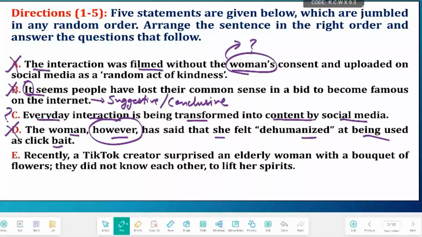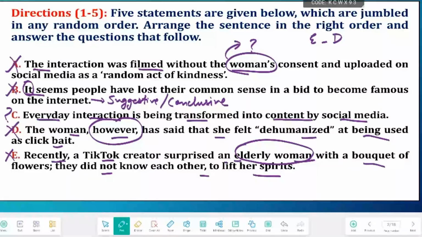Oh, sorry, there is statement E also. So recently, a TikTok creator surprised an elderly woman with a bouquet of flowers. They did not know each other, to lift her spirits. Okay. So recently, a TikTok creator surprised an elderly woman. So we are finding the introduction of this woman. The woman, however, has said, whatever she has said is linked with this elderly woman. Can't be our first statement. Eliminate this. But one thing that we found out is that ई के बाद ही आपका डी आएगा. ठीक है ना. ई के बाद ही आपका डी स्टेटमेंट आएगा.